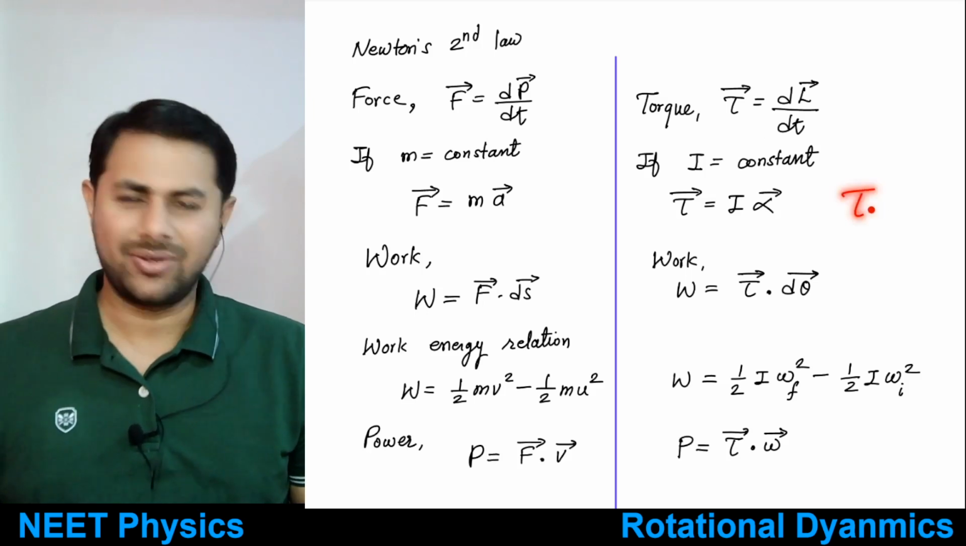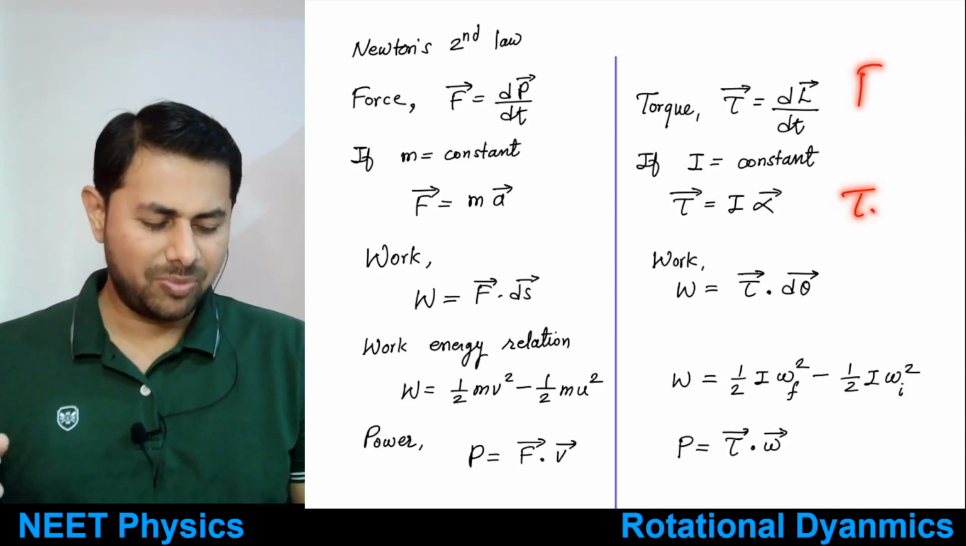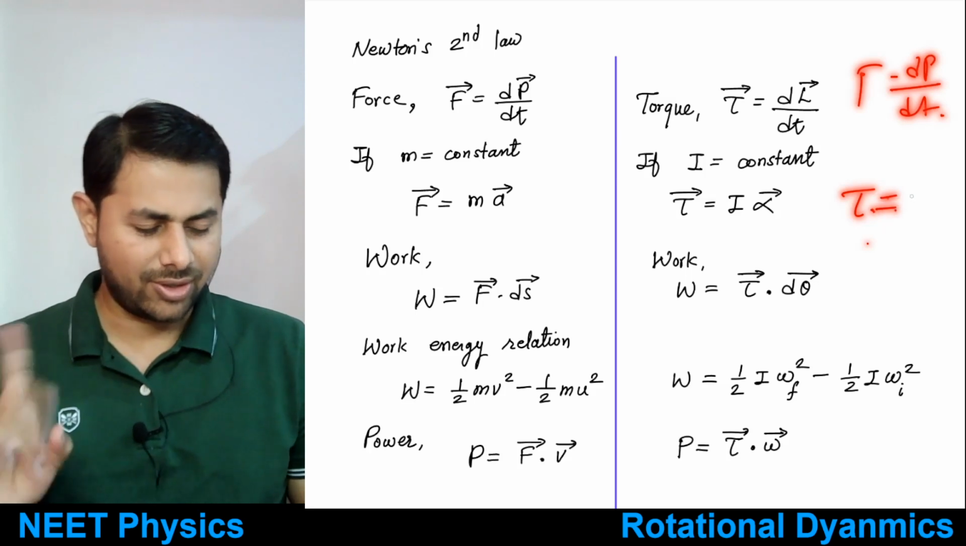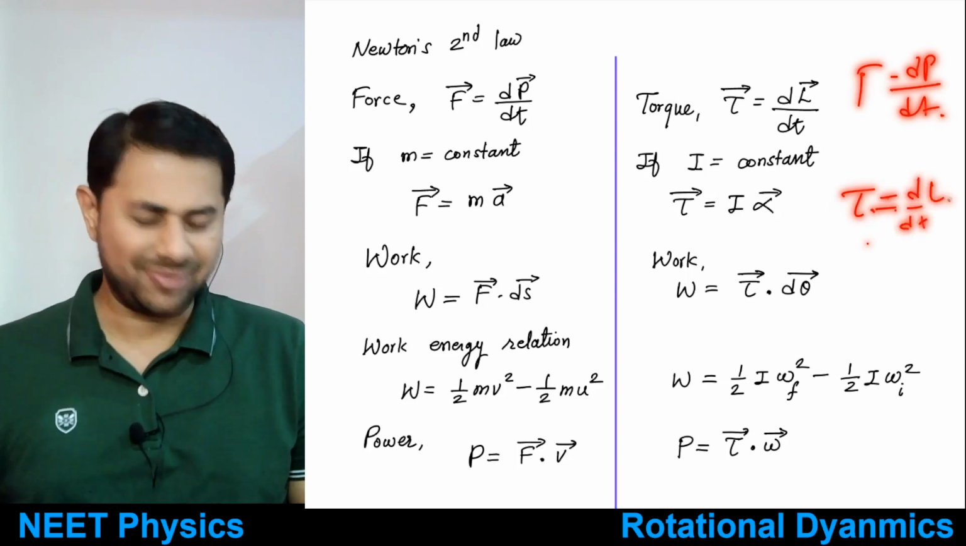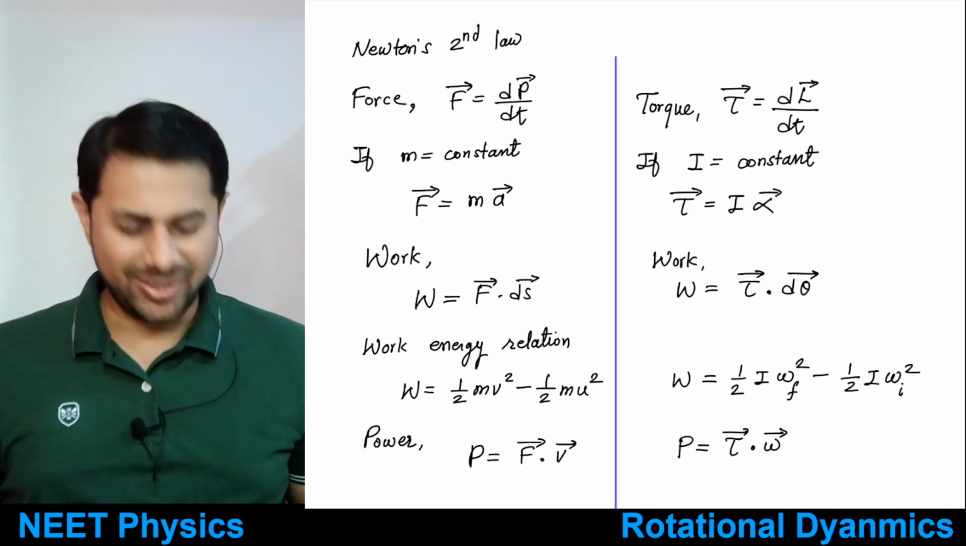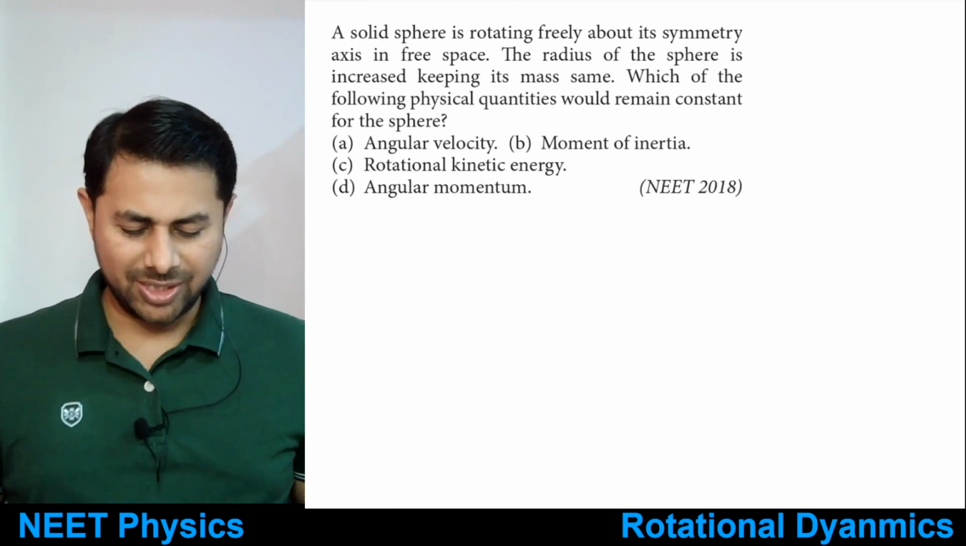The torque, it's the analogous quantity of force. So you have force is equal to dp by dt. Just like that, you will have torque is equal to rate of change of angular momentum. We don't have that much time, right? So we should know this formula. All right, so let us see some problems based upon these things.